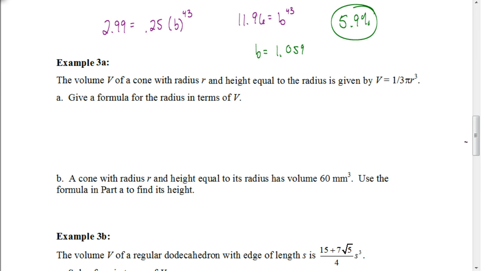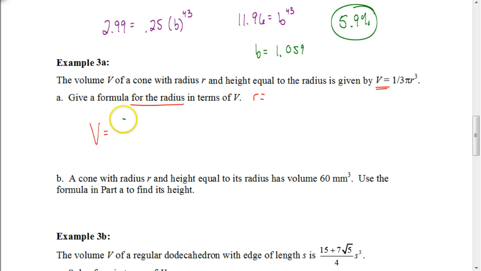Let's look at another type of problem here. Here they give you the volume of a cone with the radius r and a height equal to the radius, as given by that formula. So they say give a formula for the radius in terms of v. Now when it says this phrase, for the radius, this first volume is solved for v. So it's v equals. We want to give a formula for the radius, so we want it in the form r equals. That's our goal.